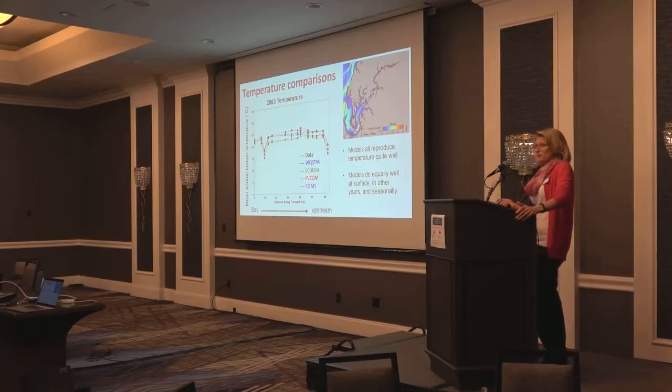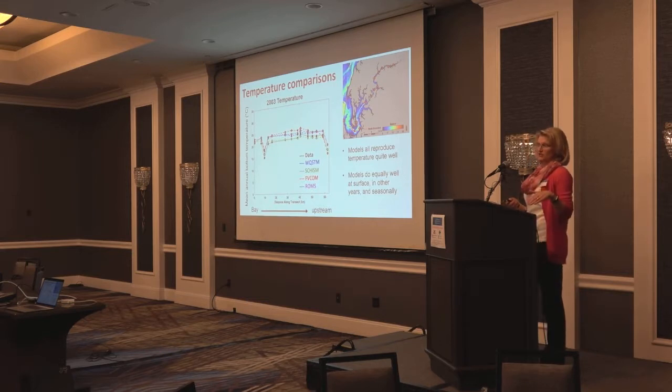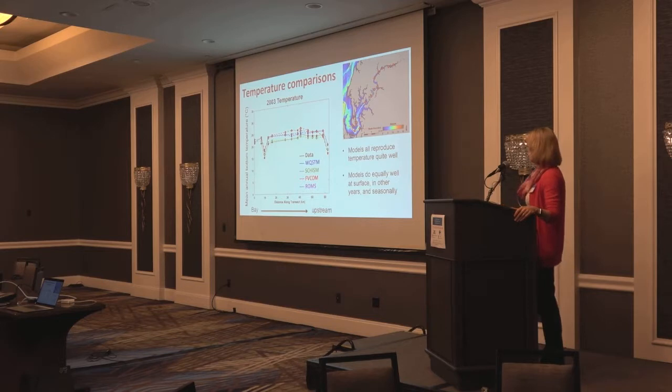So I think probably from the back of the room, all you can probably see is a jumble of lines here together, and that's really the point here. All the models do very well in terms of representing the temperature. Here I'm just showing 2003 temperature at the bottom, but they also do equally well at the surface, they do equally well at other years, they do equally well at other seasons. So generally, the models do well in terms of temperature, even the low resolution current regulatory model.